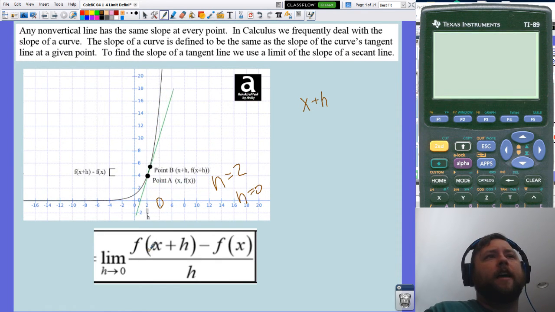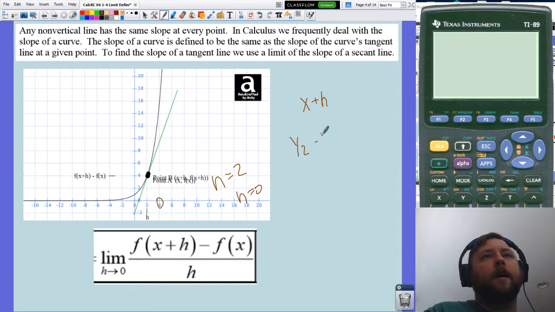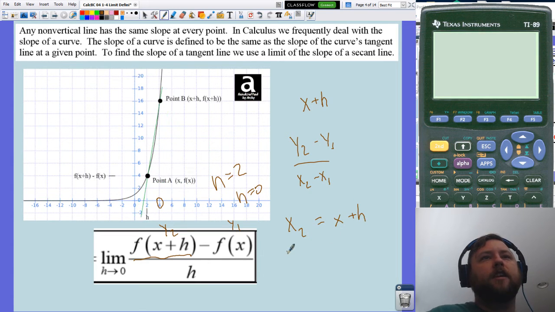You start off using the slope between 2 points, y2 minus y1 over x2 minus x1. We just write this in a different form. Instead of saying y2 and y1, we say f of x plus h, which is just like your y2, minus f of x, your y1. And instead of x2 minus x1, your x2 is just x plus h, and your x1 is just x. If you subtract those two, all you're left with is h.